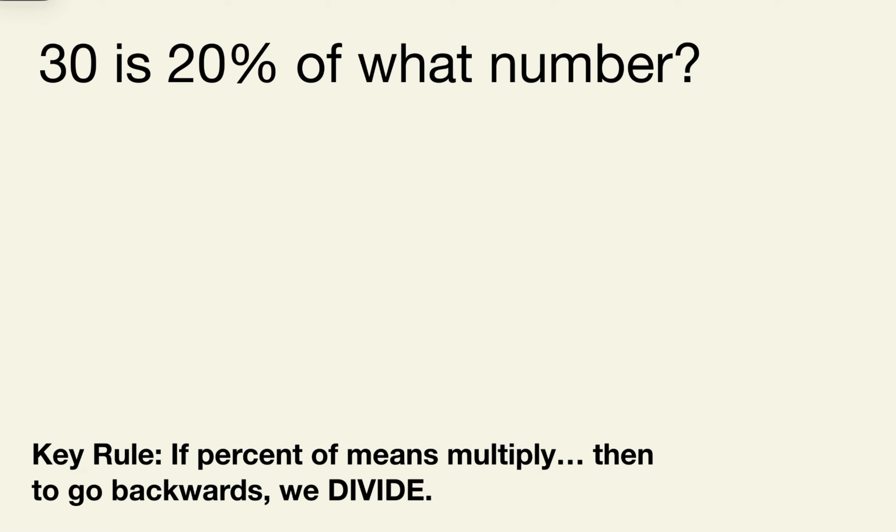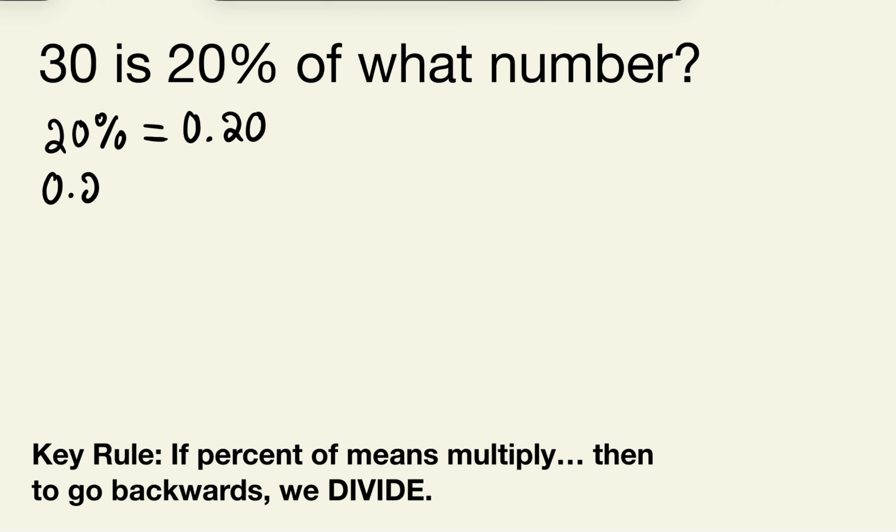So we're going to convert percent to decimal. So 20%, and I'll just go ahead and write that here, equals 0.20. The second step is to set up an equation. So we're trying to find out what number. So we're going to say 0.20 times what number. We don't know what that is, so we'll use a variable like n and set that equal to 30.